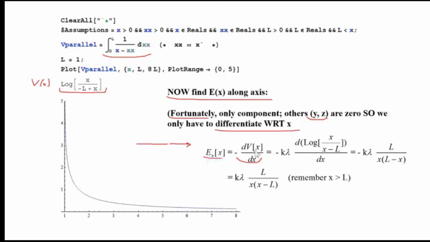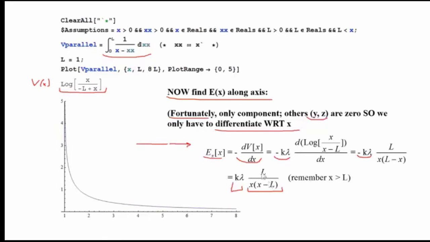So putting in our V, we'll have minus k lambda, the minus sign comes from this one, times the derivative of log x over x minus L dx. And so taking that derivative, we get minus k lambda times L over x times L minus x. Realizing that x is greater than L, we can reverse that by putting the minus sign inside, and so we get k lambda times this quantity here where x is greater than L.